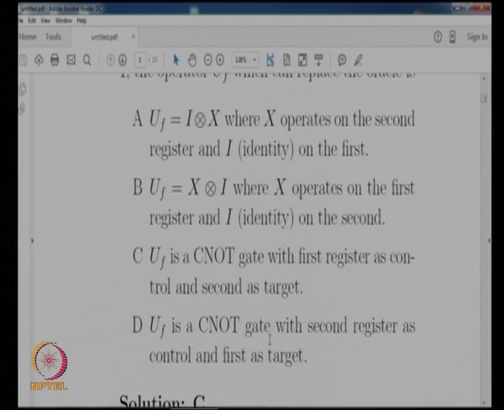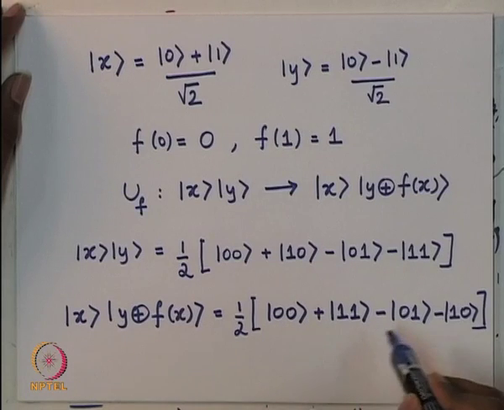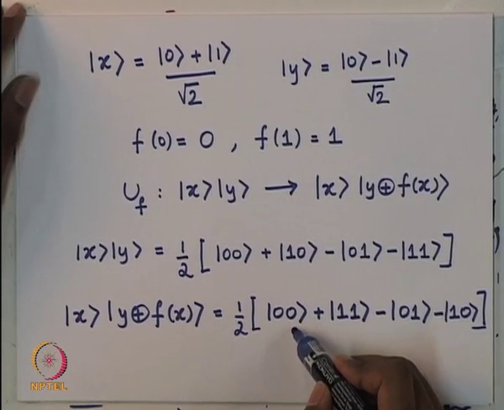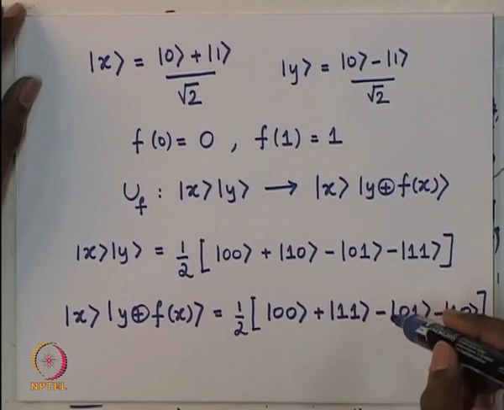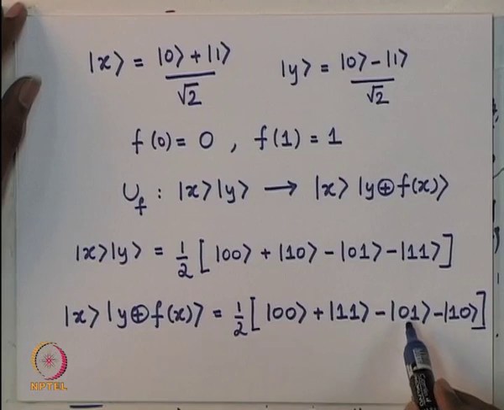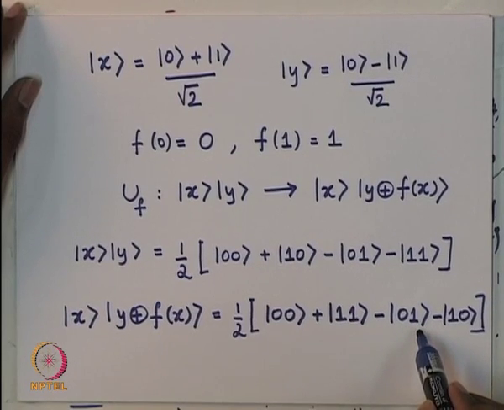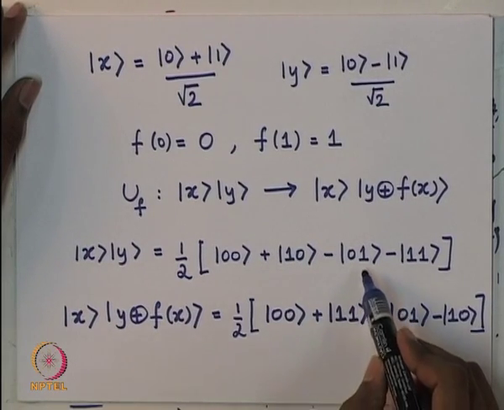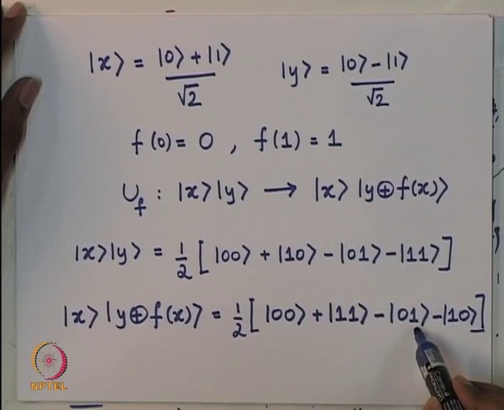Option A says U_f is equivalent to X operating on the second register and I on the first register. We can see that the first qubit never changes, but the second qubit doesn't alter every time. For example, look at the 0 1 state. It stays as the 0 1 state. If X had acted on 1, it should have changed to 0. So option A is incorrect.